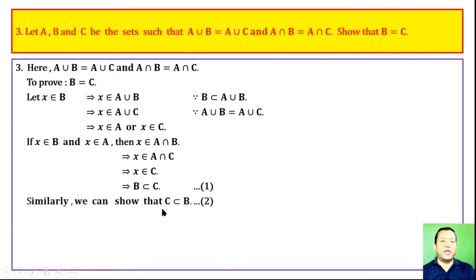Similarly, we can show that C is a subset of B, which is equation 2. Combining 1 and 2, we get B equal to C. Two sets are equal if each is a subset of the other. Hence, we get B equal to C.